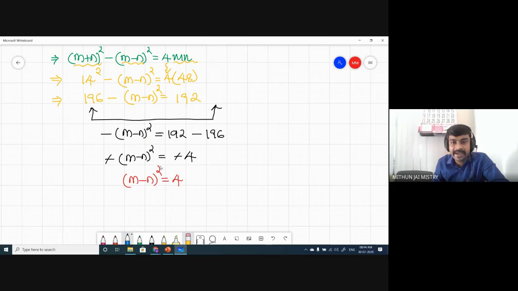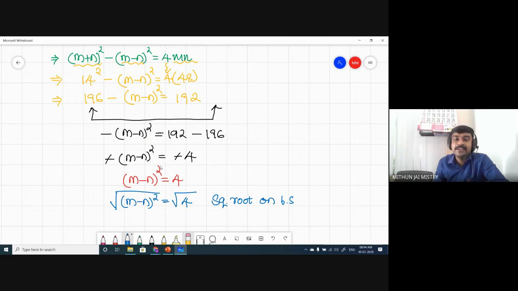So now let me do square root on both sides. SQ means square, root means root. Square root on both sides. I am doing square root intentionally so that this whole square will get cancelled. But whatever you do, you have to do for both sides, otherwise it will be illegal. So here (m minus n) whole square and the square root will get cancelled. Square gone, square root gone.